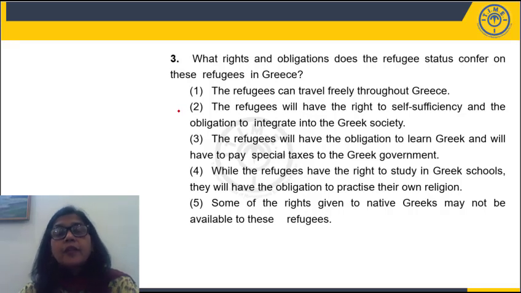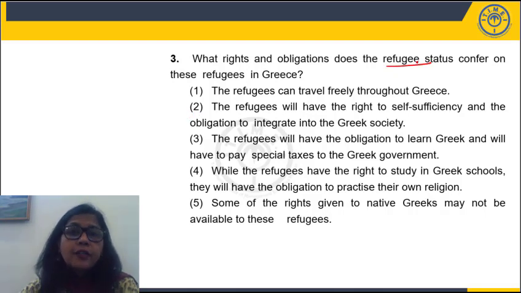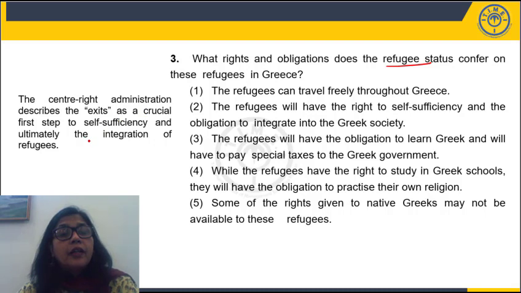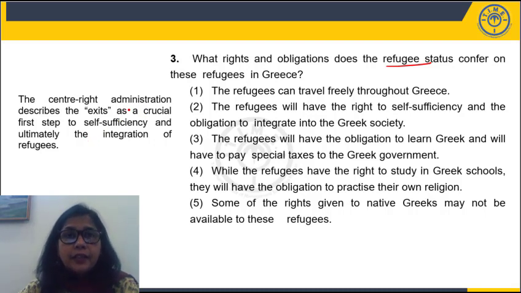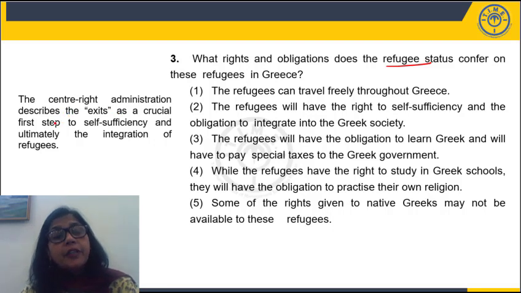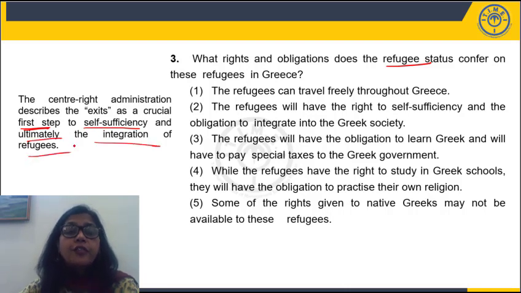Question number 3. What rights and obligations does the refugee status confer on these refugees in Greece? The refugee status, what is the advantage that they have because of this refugee status? Let's see. There was one part in the passage in the third paragraph towards the end where it says the center right administration describes the exits or the evictions, if you recall, as a crucial first step to self-sufficiency and ultimately the integration of refugees. Right? Now let's see what is the special status that they have because of them being refugees.